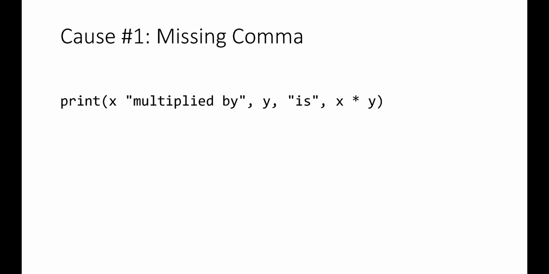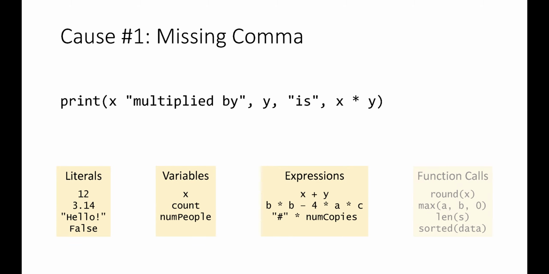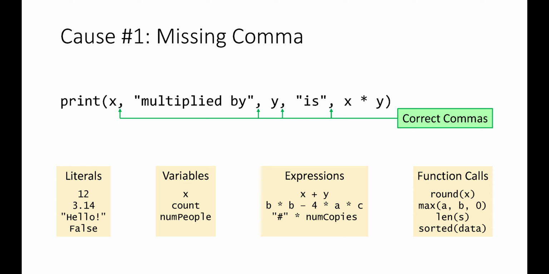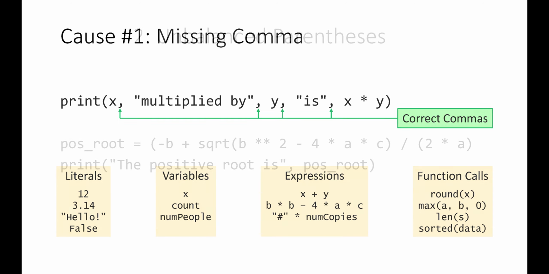Some functions, like print, are capable of taking multiple arguments. These arguments, which can be literals, variables, expressions, or the result of other function calls, must be separated by commas. Omitting a comma is a syntax error. Unfortunately, Python does not correctly identify the location of the missing comma, marking a later point in the line instead. Correcting the error requires the programmer to examine earlier portions of the line to identify the location where the comma needs to be inserted. Inserting the missing comma corrects the error.